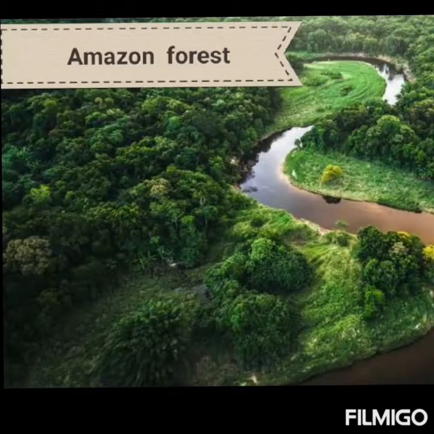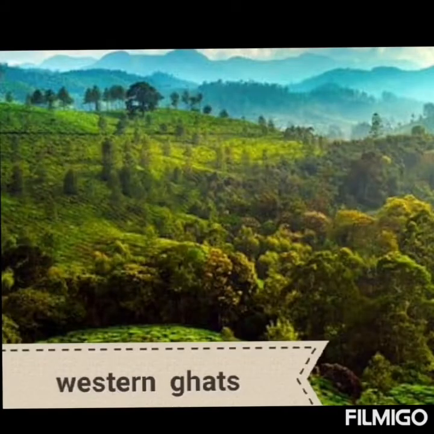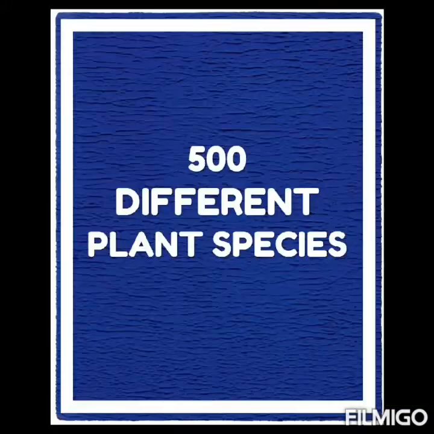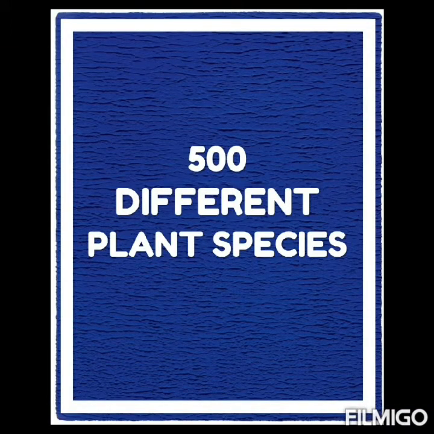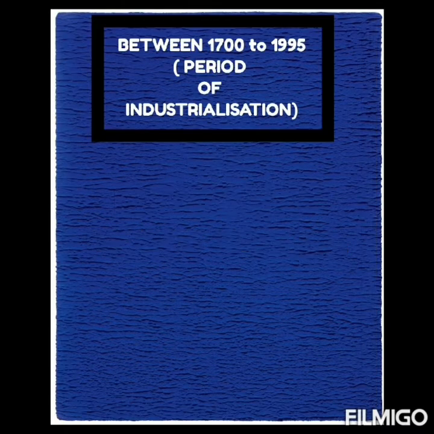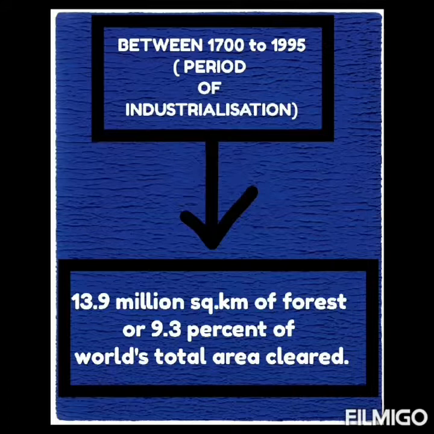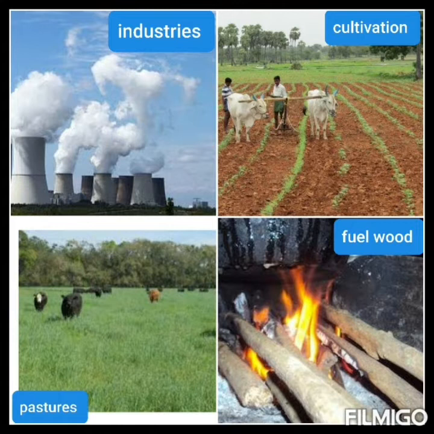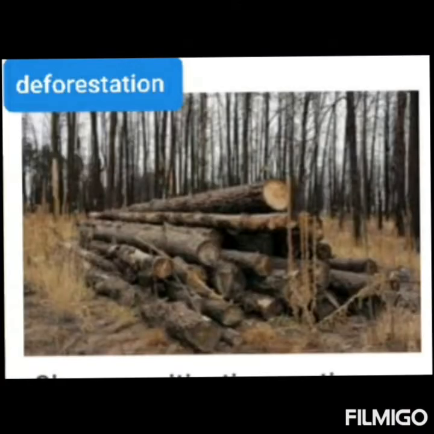In the Amazon forest or in Western Ghats, it is possible to find as many as 500 different plant species in one forest patch. But unfortunately, between 1700 and 1995, the period of industrialization, 13.9 million square kilometers of forest, or 9.3% of the world's total area, was cleared for industrial uses, cultivation, pastures and fuel wood. Now, in fact, this is deforestation.